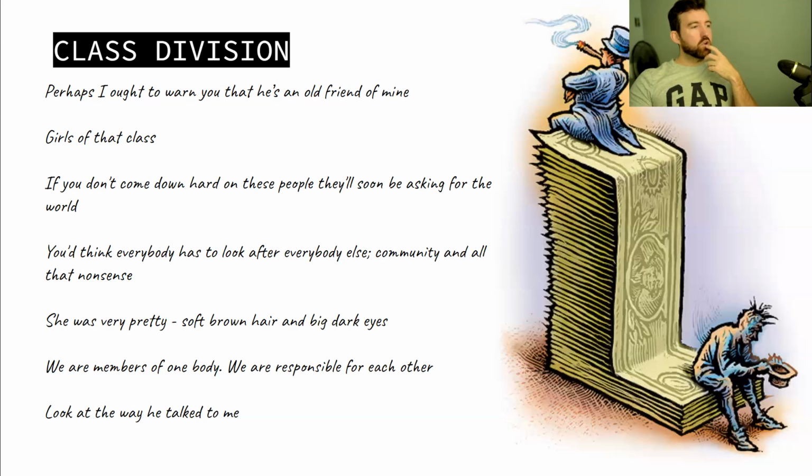"We are members of one body, we're responsible for each other." So this one obviously juxtaposes the quote that Burling says. So Burling says community and all that nonsense, so he's dismissing it, whereas the inspector here is saying we are members of one body and we are responsible for each other.